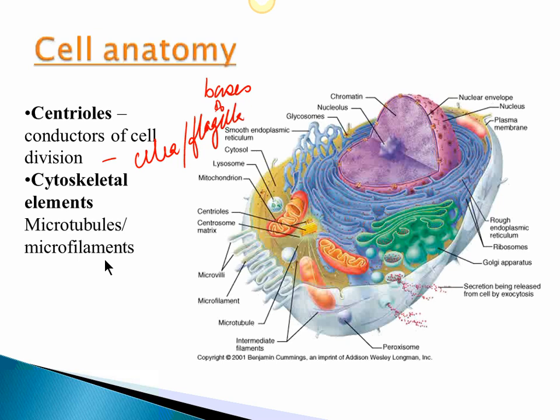So here, this picture is really good. You can see all of the cell organelles. You can look at these microvilli, which we talked of earlier, and notice smooth and rough endoplasmic reticulum, nucleus and nucleolus, Golgi apparatus, rough and smooth endoplasmic reticulum.